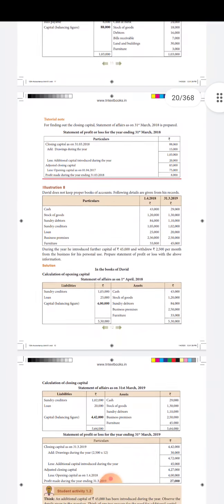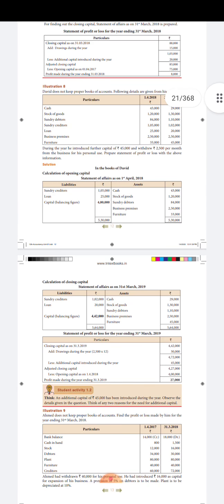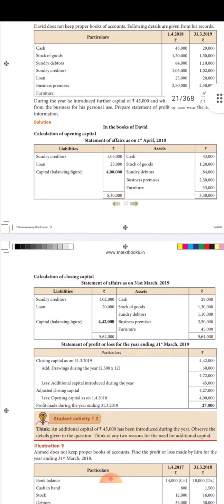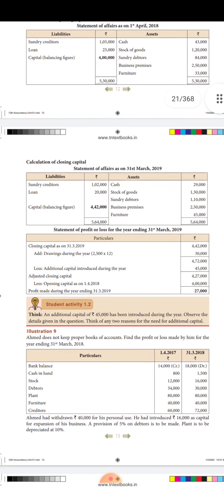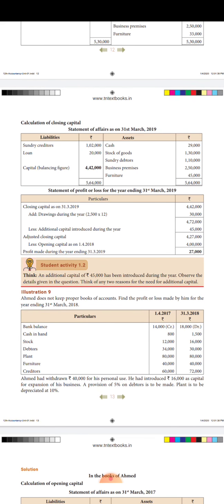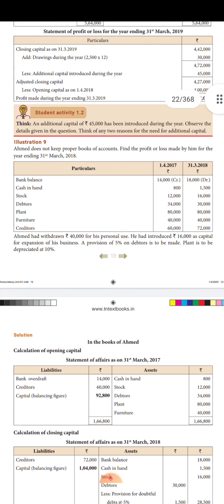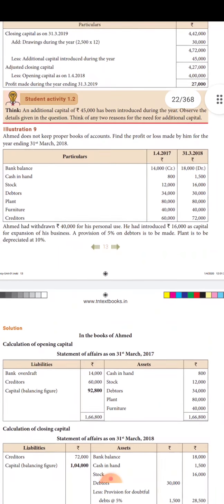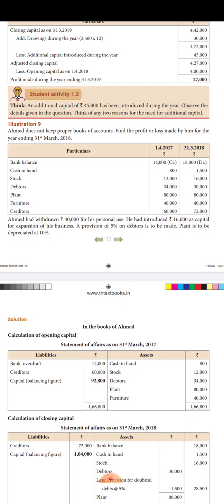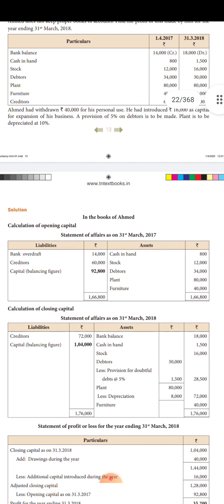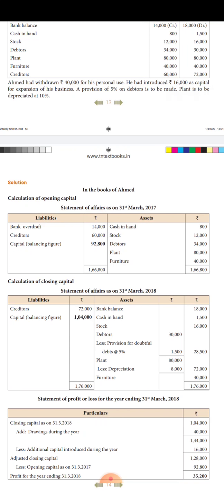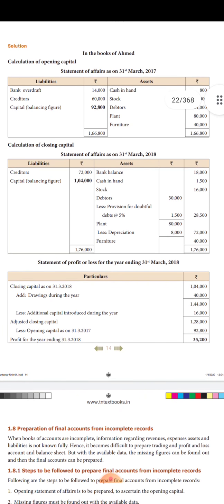In the question they have given two columns, no? So you have to put these two sums, calculation of opening capital, calculation of closing capital, then statement of profit or loss for the year ending. And then illustration 9, if you see, same only, there is no doubt. Bank balance credit means that is bank overdraft, already we knew that. And debit means that is the asset only here. So you have to put the two calculations, one for opening capital, another for closing capital, and finally statement of affairs.